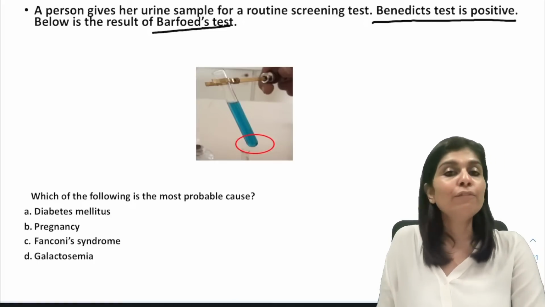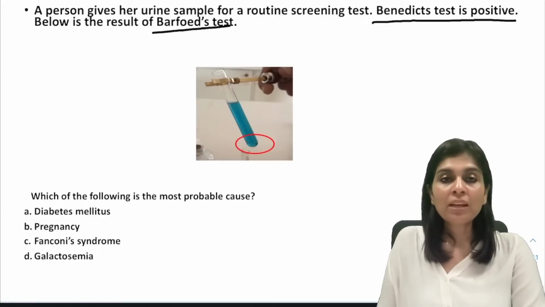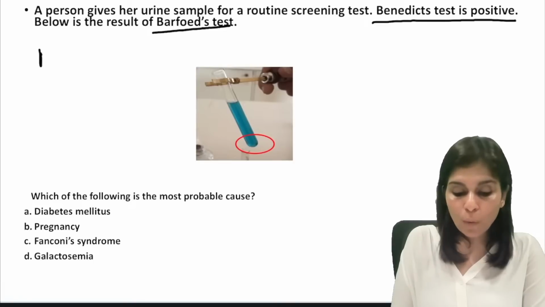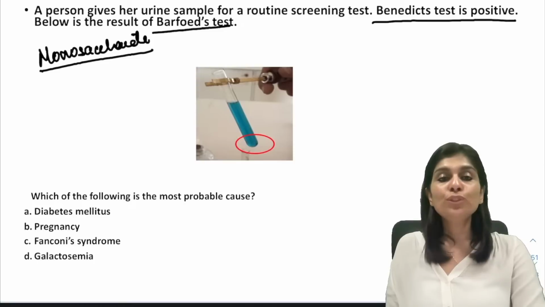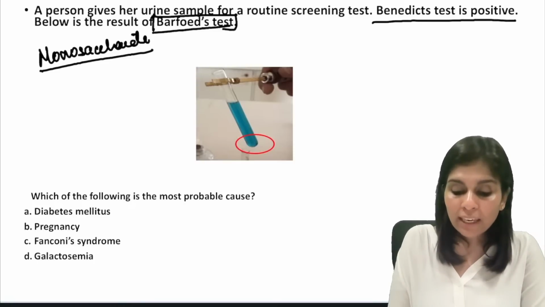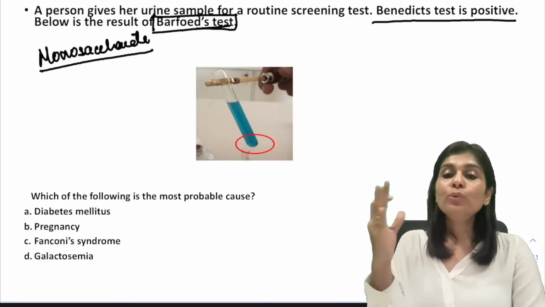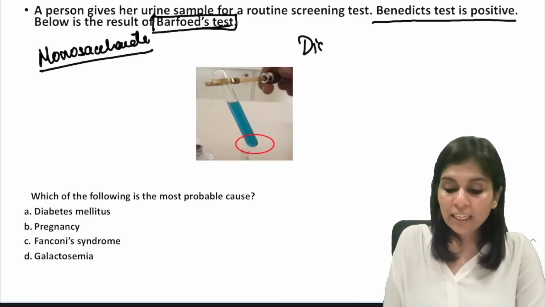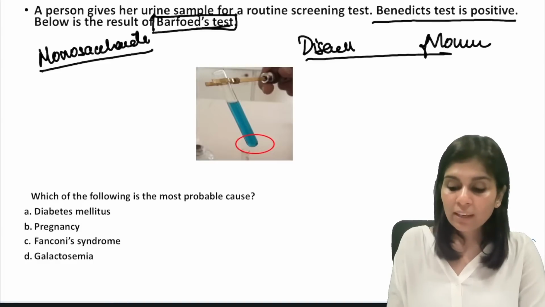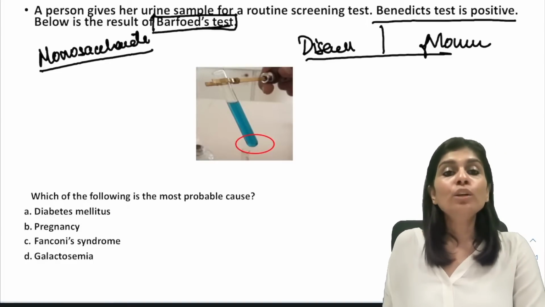A little information about Barfoed's test. Barfoed's test will be answered only by monosaccharides. Do you understand this? So what is the application of Barfoed's test? It will help you in differentiating reducing disaccharides from monosaccharides. And what will Barfoed's test positivity mean?